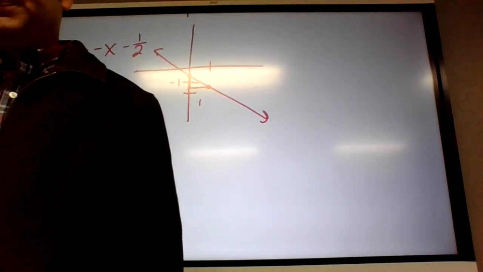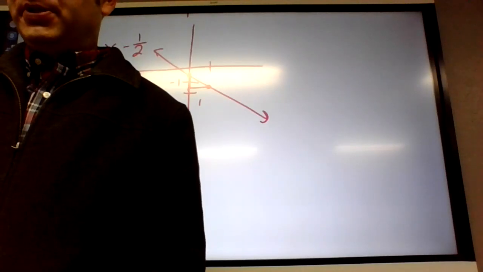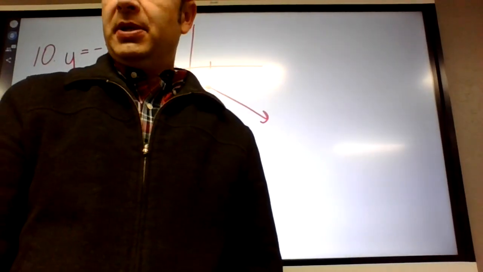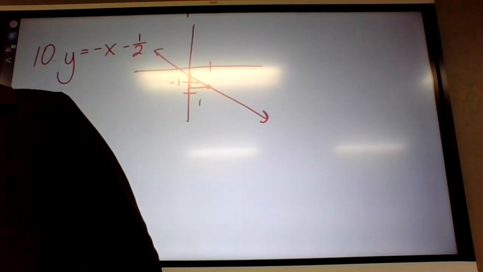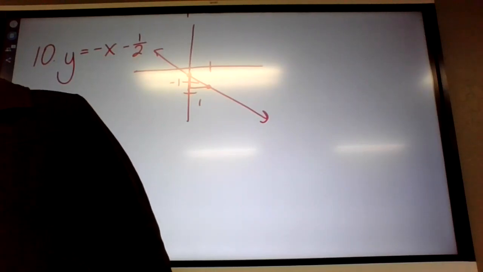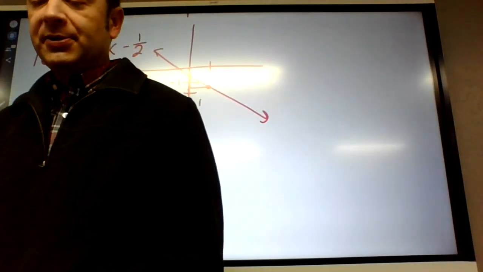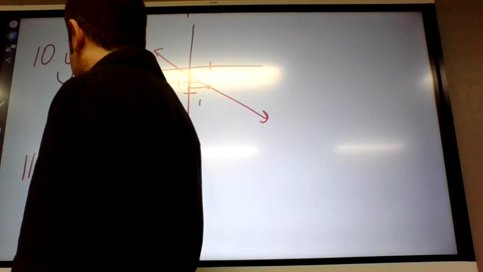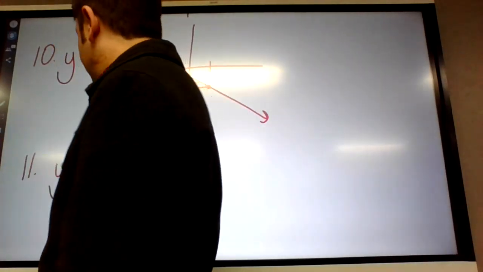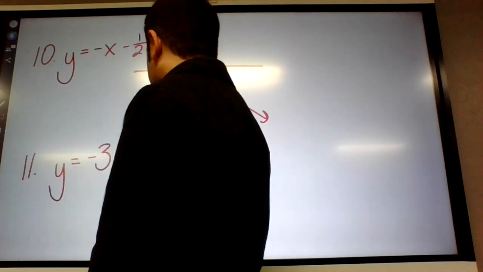Alright, number 11. Okay, this is the real deal here. They're not giving us the y-intercept. They are giving us the slope. So that's good. They're just giving us the slope and a point that is on the line. So here's what we're going to do. We're going to plug in what we know, which is the slope. Y equals -3x plus b.